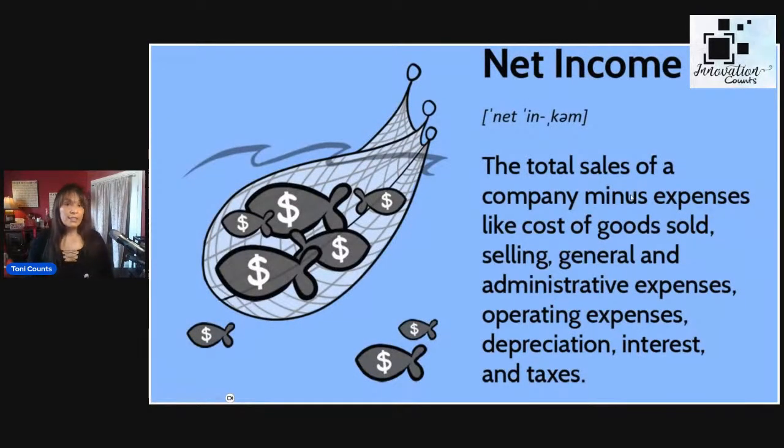All right, so let's get to the net income. The net income is your final number after your revenue is received minus your cost of goods sold or cost of sales. Then we're left with the gross profit. From that gross profit number, that's when we're going to reduce the operating expenses. And then that's when you're going to be able to see what your net income is. Net income is also known as net profit. It's the total sales of a company minus expenses like cost of goods sold and all of those other categories that we just discussed.